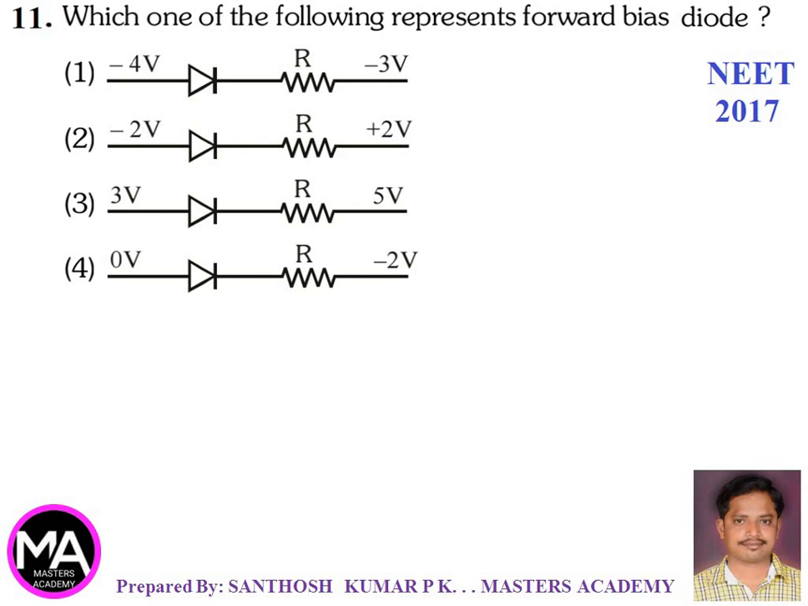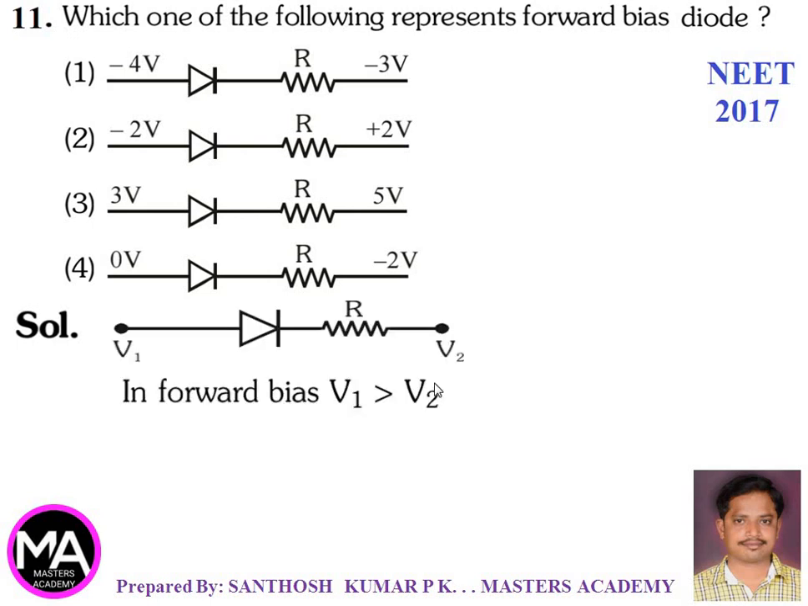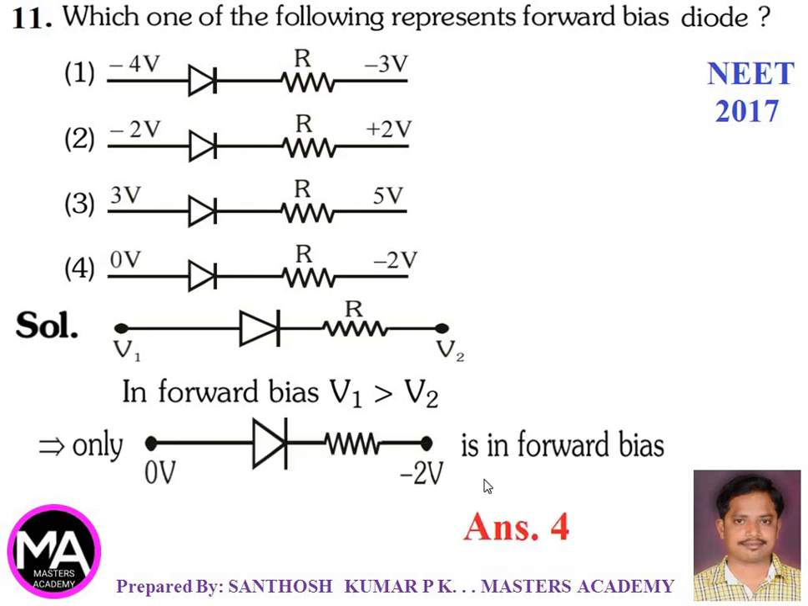Next problem. Which one of the following represents a forward bias diode? One thing you should know is that the diode will be forward biased only when V1 is always greater than V2. Here in the 4 options given, -4, -3, -2, +2, 3 and 5, 0 and -2 means 0 is greater than -2. Therefore, our option is 4th one.